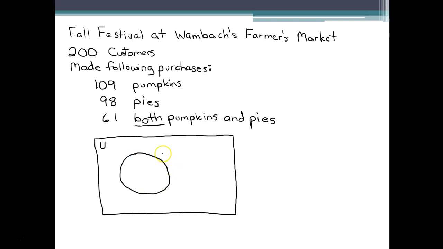So what we're looking at here is a Venn diagram of two circles. One circle for pumpkins.